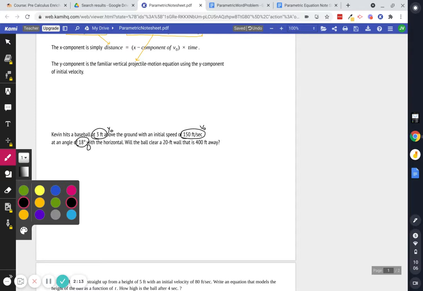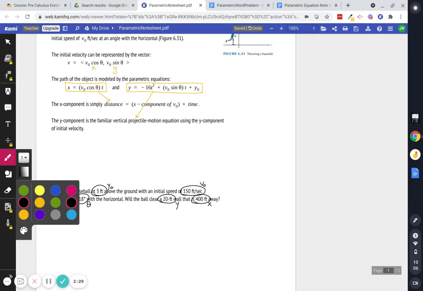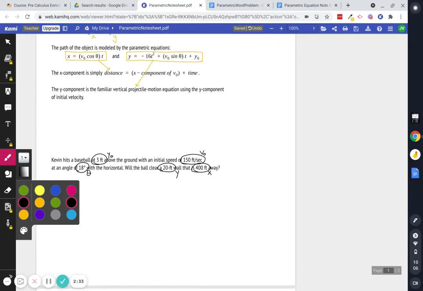Anytime we see an angle, we've got to think theta, because now we can speak Greek, with the horizontal. Will the ball clear a 20-foot wall? That's a height that we're wondering about. That's 400 feet away. That's an x distance that we're caring about. Okay, so our question is, what do we know about this baseball and its flight?